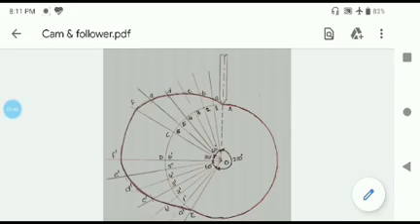You can go for 2:1 scale. So the scale depends upon your space availability. So I hope you understood that.